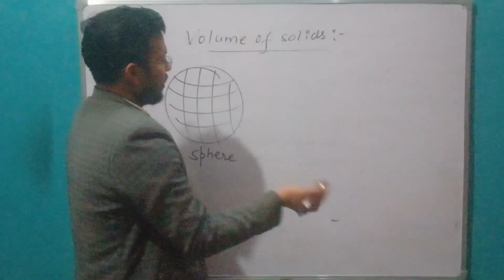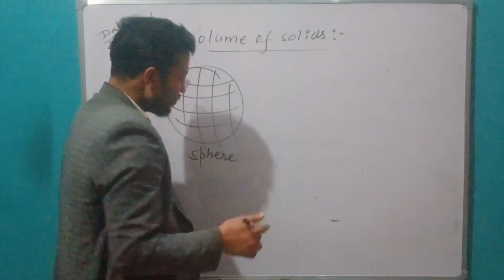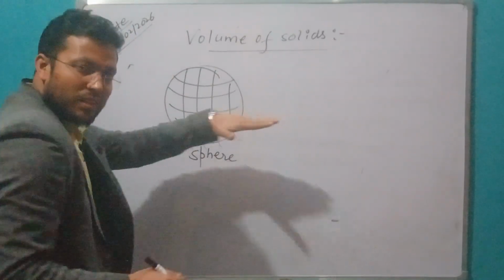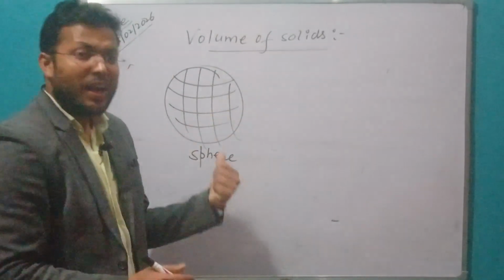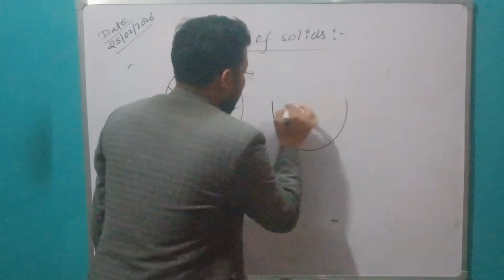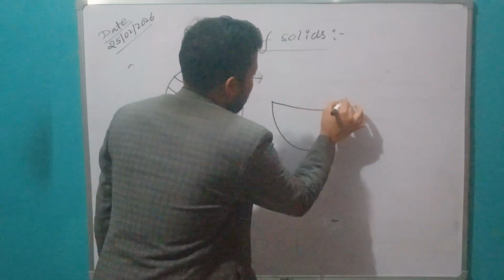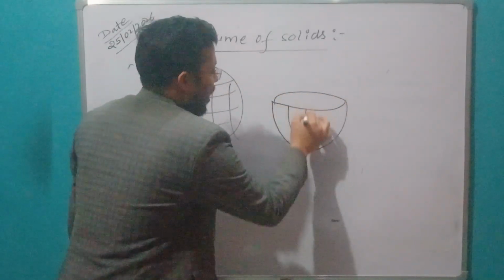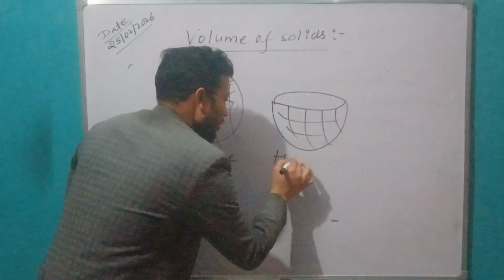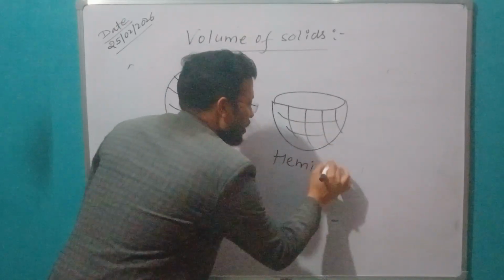And the second example is the half of this sphere, which is the hemisphere. You see, just like this. This is the hemisphere.